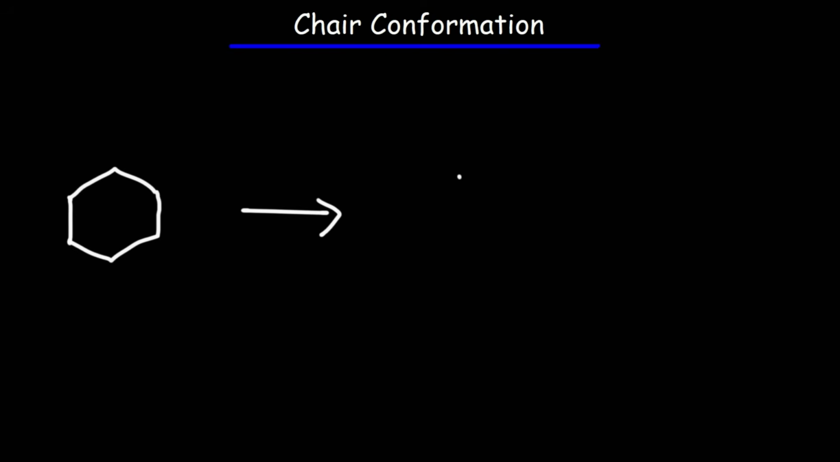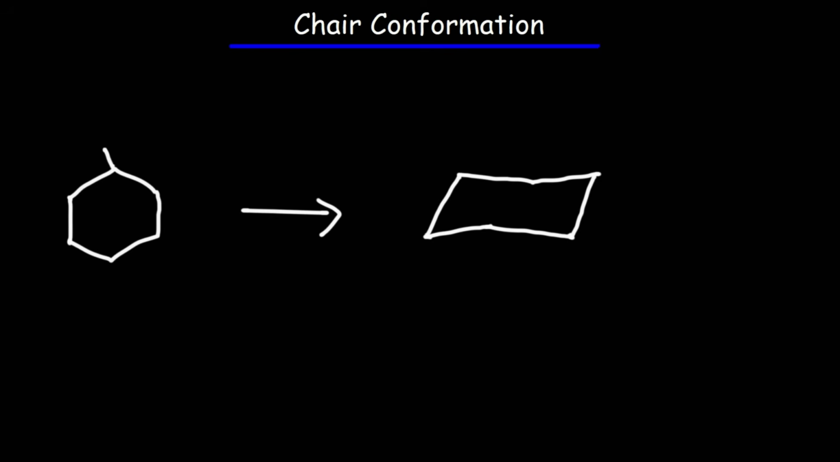So what we're going to do is we're going to draw two parallel lines, and then two more parallel lines with the same length, and then another two parallel lines. So that's a simple way of drawing the chair conformation of cyclohexane.